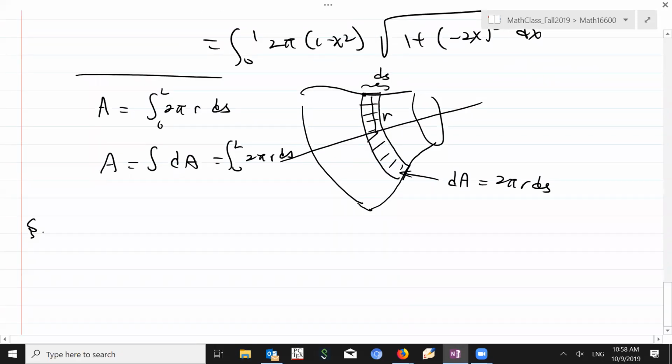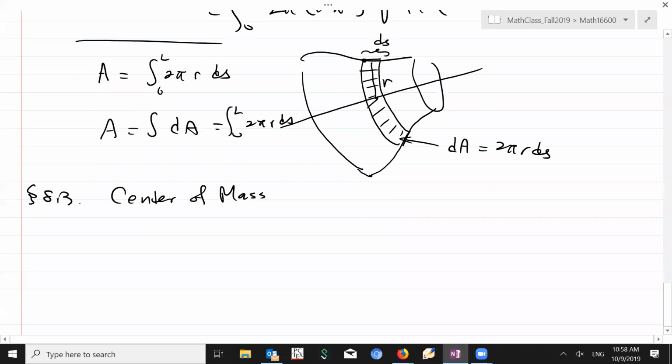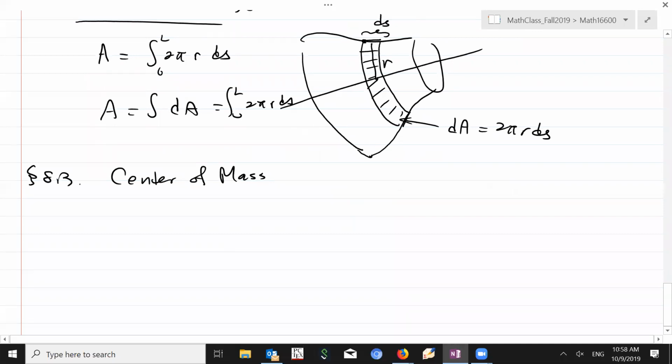So today's topic is section 8.3, center of mass. How do you determine the center? That's an interesting question. So first of all, we have to figure out the one dimensional case, the discrete data. Along the coordinate line, I want to tell the location of the center of mass. Along the coordinate line, I have a bunch of points.